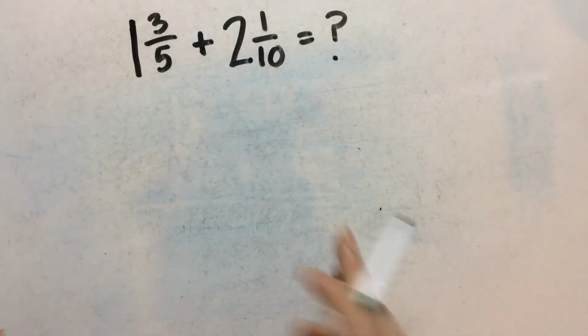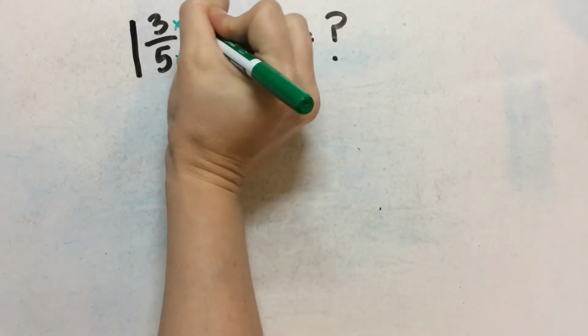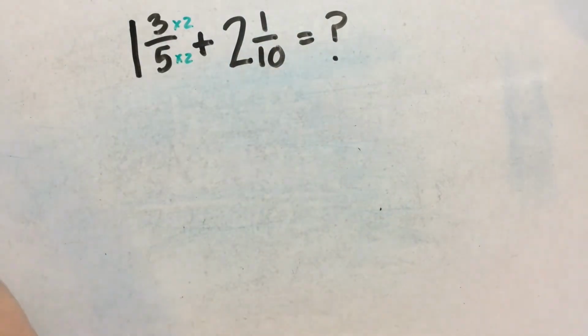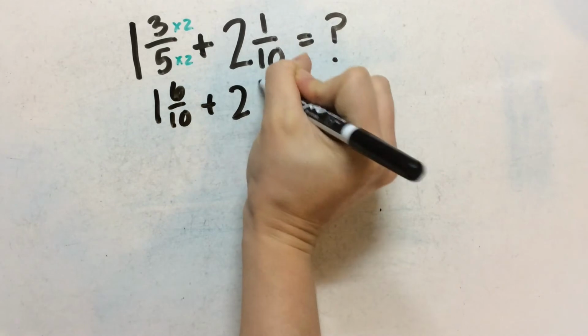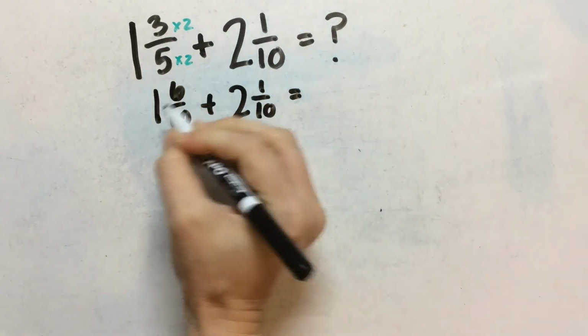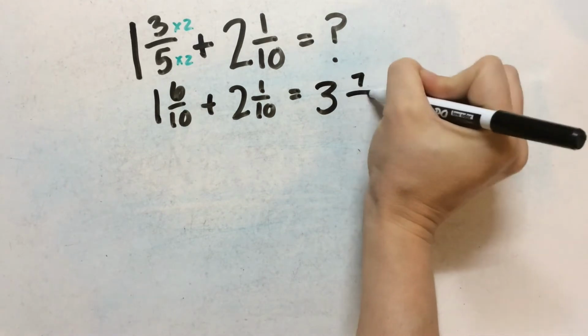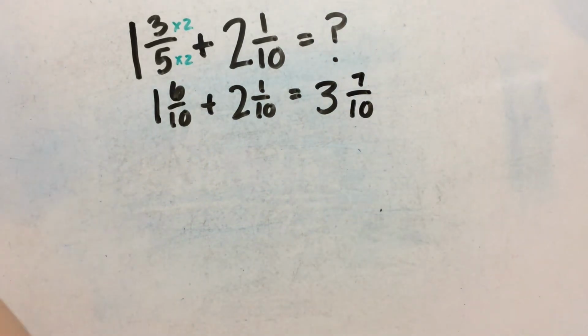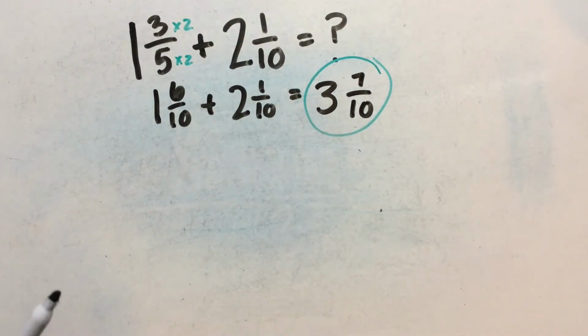You can do this same problem going horizontal by making these common denominators, right? So 1 6/10 plus 2 1/10, and then add your whole numbers. 3, 6 and 1 make 7/10. So it works the same way. This way is just horizontal versus vertical.